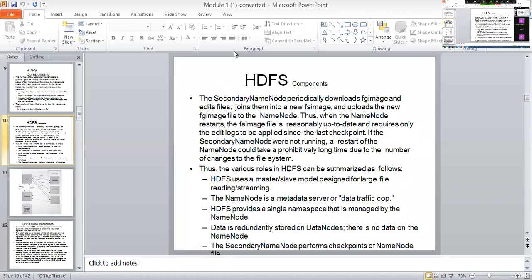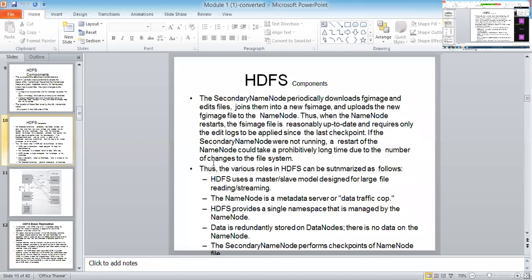Okay. So as I was discussing, the secondary name node is going to periodically download the FS image and the edit files. Okay. And it will combine such files and convert them into a new FS image, which it is going to upload back. So what is the work of the secondary node? The secondary node is basically used for the purpose of checkpoint, which means it keeps on checking, and any changes in the name node are going to be recorded.